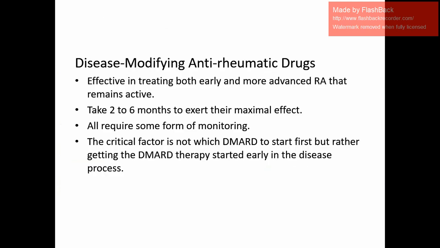Coming to the individual drugs, disease modifying anti-rheumatoid drugs. They are effective in treating both early and more advanced RA that remains active. They take about 2 to 6 months to exert their maximal effect. That is why steroids are included initially. All require some form of monitoring because most of the drugs are known to cause different toxicities, especially liver toxicities. Next, the critical factor is not which DMARD to start, but rather getting the DMARD therapy started early in the disease process.